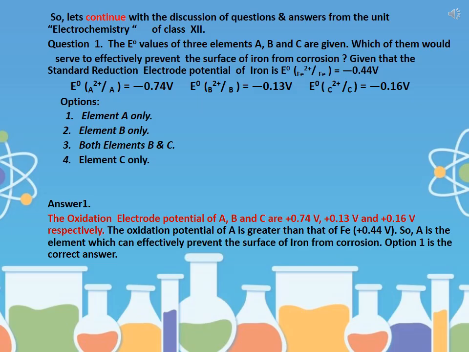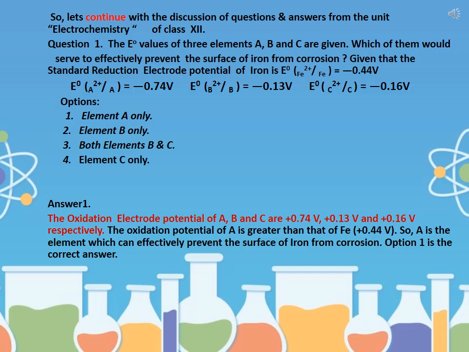E naught value for Fe2 plus bar Fe is minus 0.44 volt. E naught, the reduction potential value for A plus bar A is minus 0.74 volt. E naught value for B2 plus bar B is minus 0.13 volt. E naught for C2 plus bar C is minus 0.16 volt. The options are given. First option, element A only. Second option, element B. Third option, both elements B and C. Fourth, element C only.